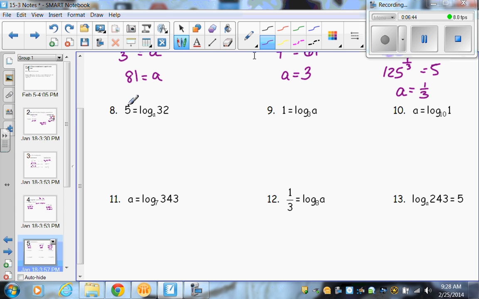Let's try another one. The base is going to be a. The exponent is going to be 5th equals 32. So what number to the 5th power equals 32? And the answer to that is that 2 to the 5th is 32. So a is just 2.